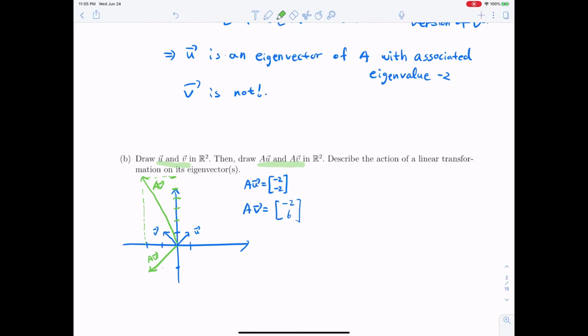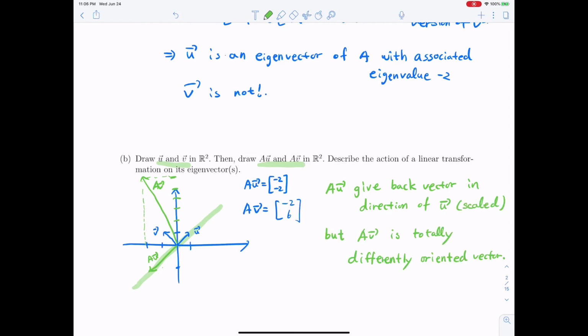So what do we see? We see that AU and U are on the same line. So A times U gives back a vector in the same direction as U, but possibly scaled. But A times V is a totally differently oriented vector compared to the vector V.